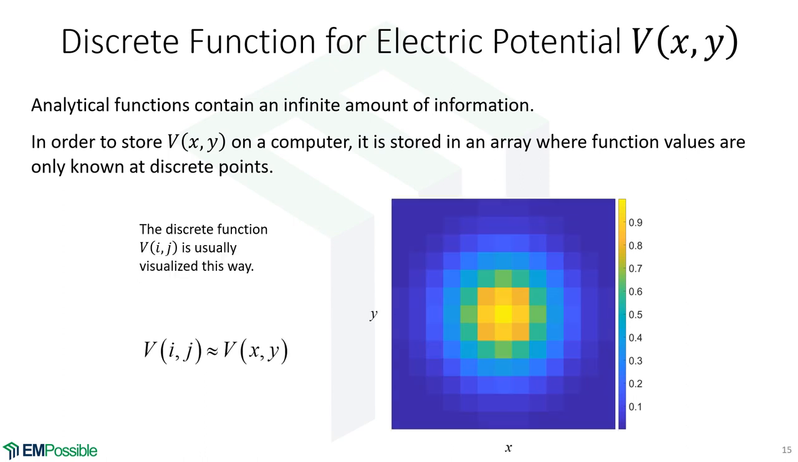And also, we don't really draw those lines. We just draw it something like this. And rather than label it with array indices on the X and Y, we still label it X and Y. So it looks like a nice picture of our electric potential. Now, notice one other thing. This looks rather pixelated. So right away, we can tell that the smaller we make this delta X and delta Y, the smaller we make those cells, the smoother this will look. And in fact, the more accurate our simulation will be.